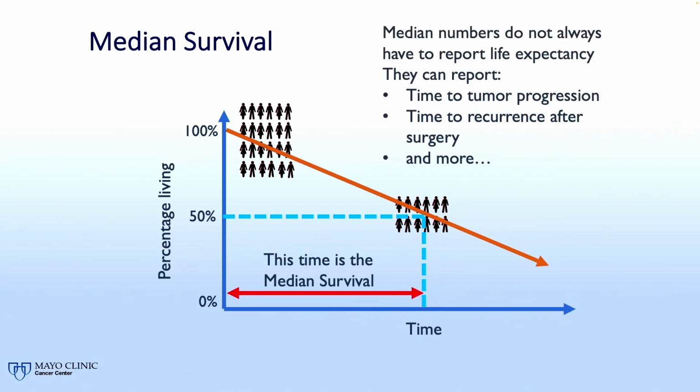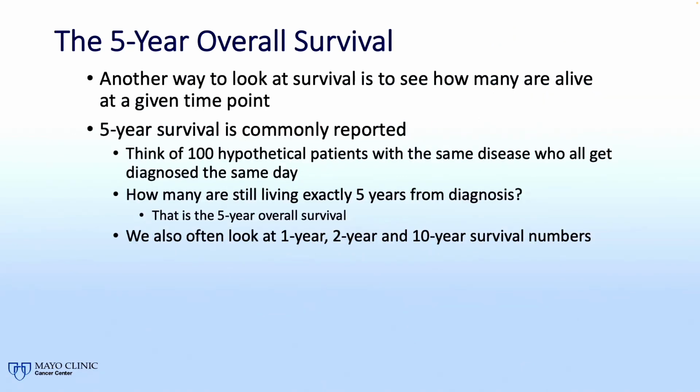And so I think I addressed some of these here. We have some other numbers like time to progression, progression-free survival, and things of that nature. The number I find the most helpful is probably the five-year survival. This is to look at the survival numbers at, let's say, 5 years after a diagnosis or 5 years after we started some therapy. So think of 100 patients again and say, how many of them are alive 5 years from now? That's the five-year survival.